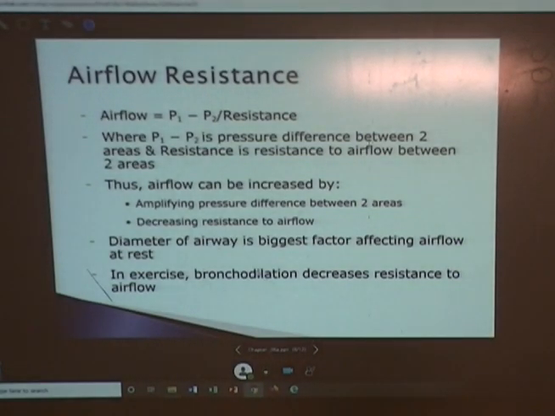Right, so if this bronchodilation isn't occurring, then that increases the resistance and decreases the airflow, means you have to use a lot more energy as well. So there's lots of negatives that occur if bronchodilation doesn't work well.